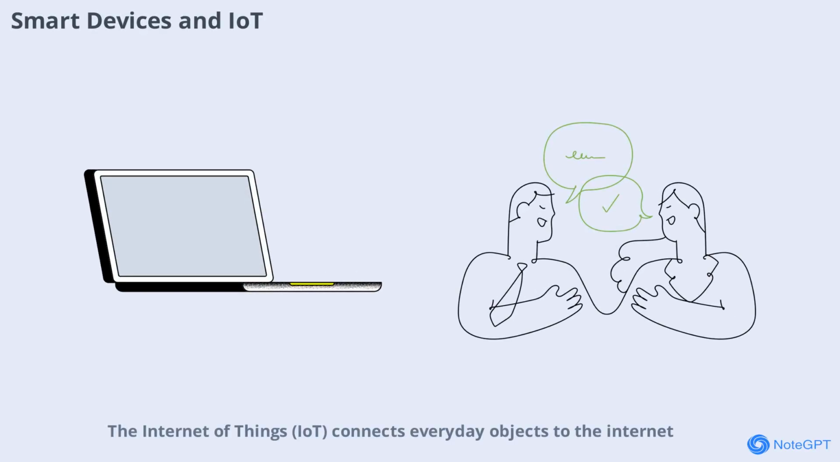Internet of Things, IoT, connects everyday objects to the internet, enabling them to collect and share data. From smart thermostats to connected cars, IoT devices rely on communication standards to ensure interoperability and security. These standards define how devices discover each other, exchange information, and protect user privacy. The growth of IoT is a testament to the ongoing importance of communication standards in our increasingly connected world.